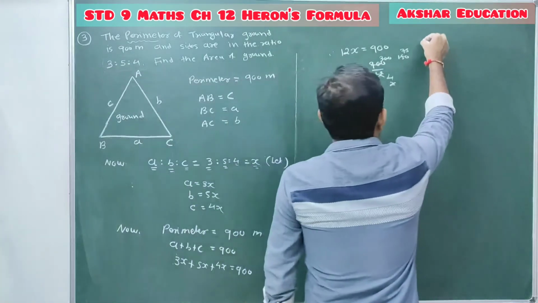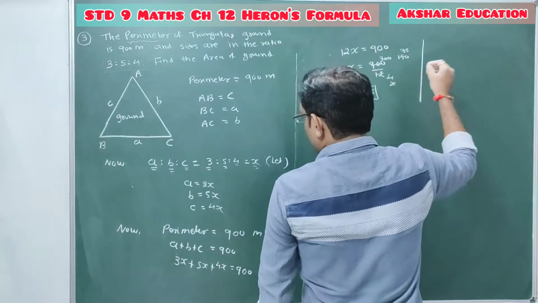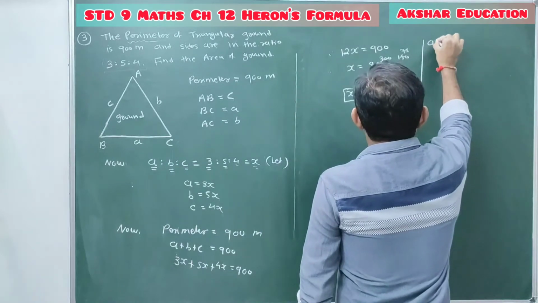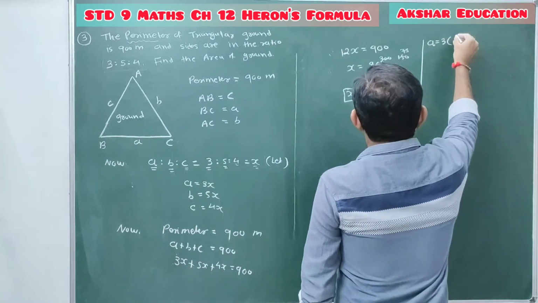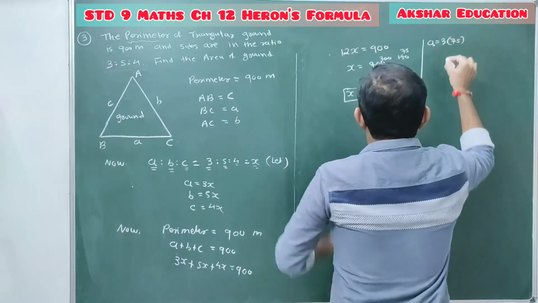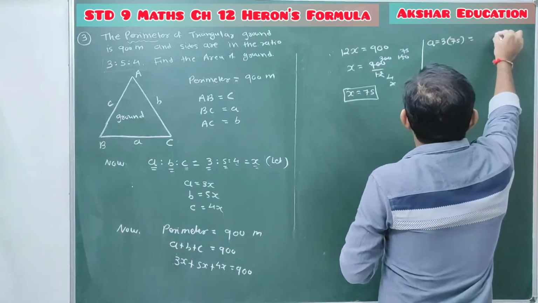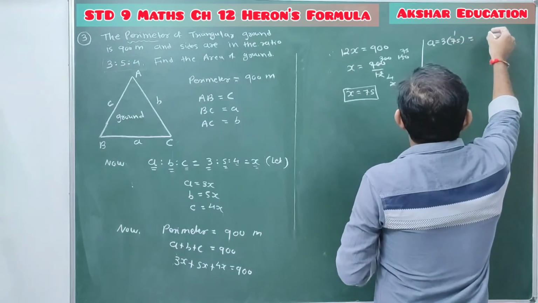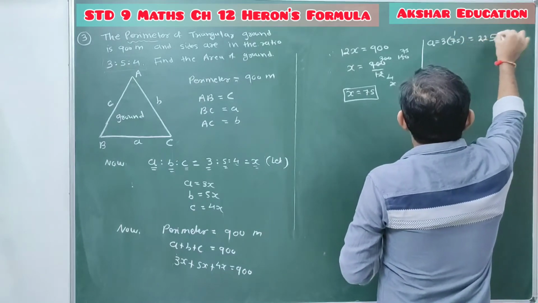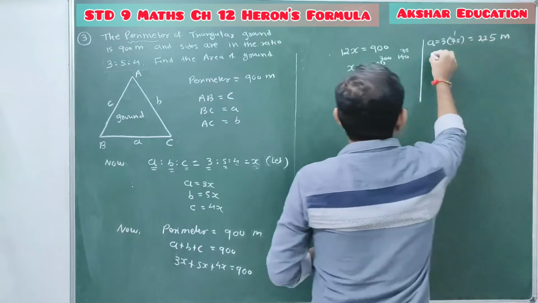So therefore after getting the value of x, we are getting a is 3x. So 3 into x, where x is 75. So 3 into 75, 3 5s are 15, 3 7s are 21 and 22, 225 meter.